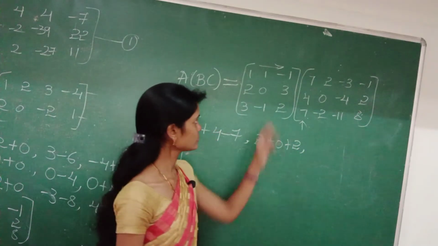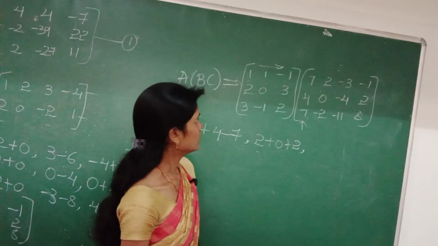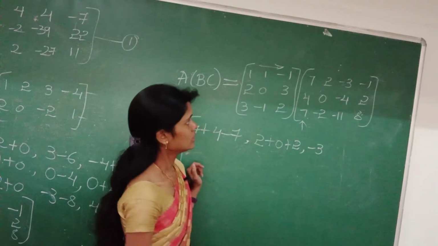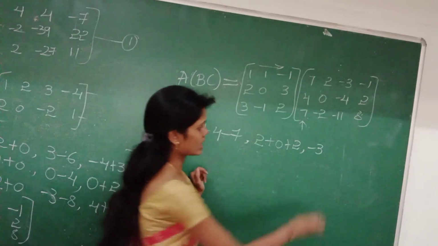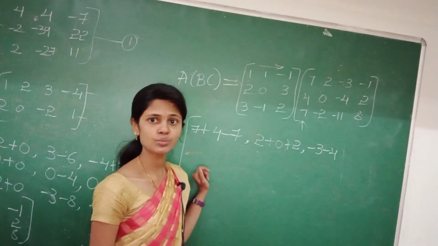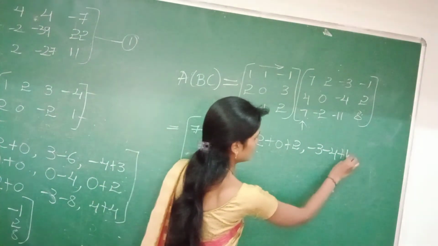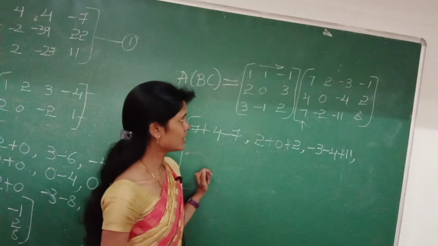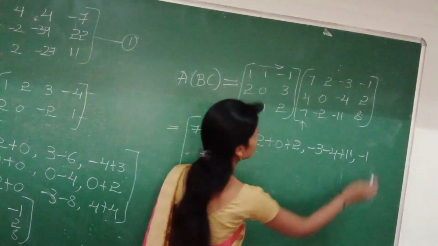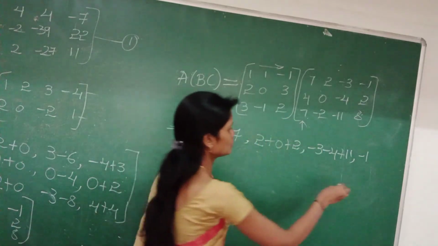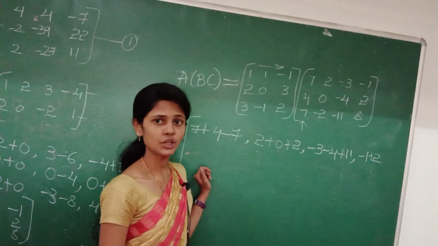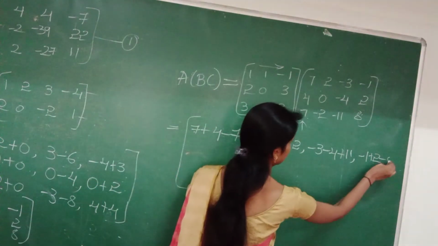Then first row third column. 1 into minus 3 it is minus 3, plus 1 into minus 4 it is minus 4. Then minus 1 into minus 11 it is plus 11. Then first row fourth column. 1 into minus 1 it is minus 1, plus 1 into 2 it is 2. So next minus 1 into 8 it is minus 8.